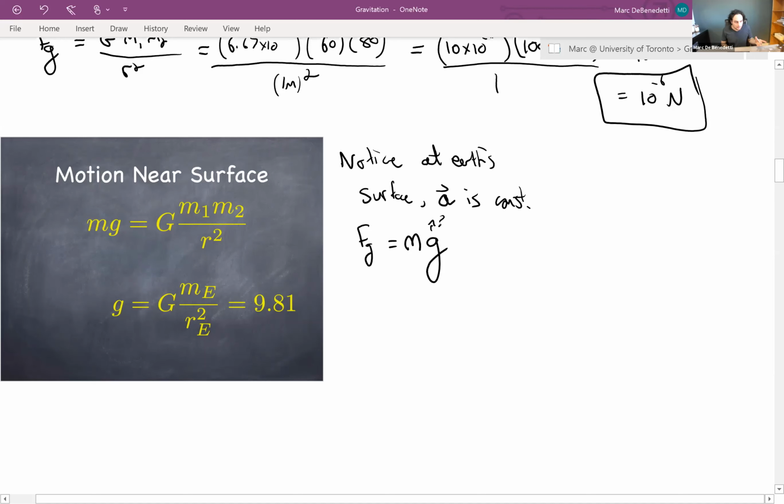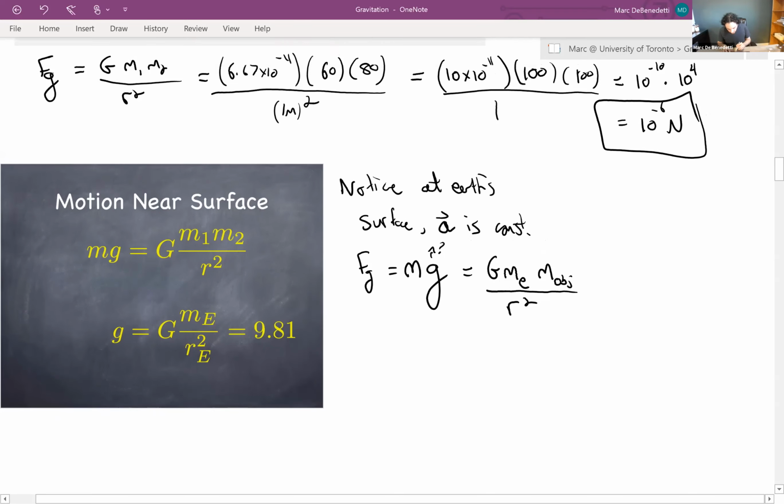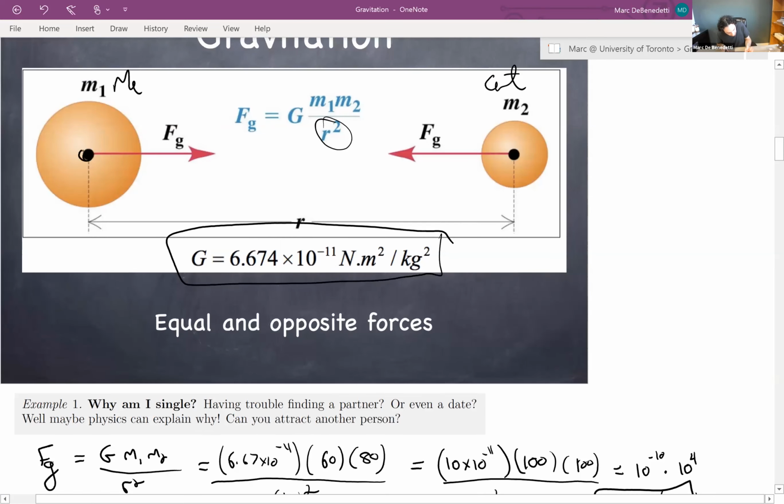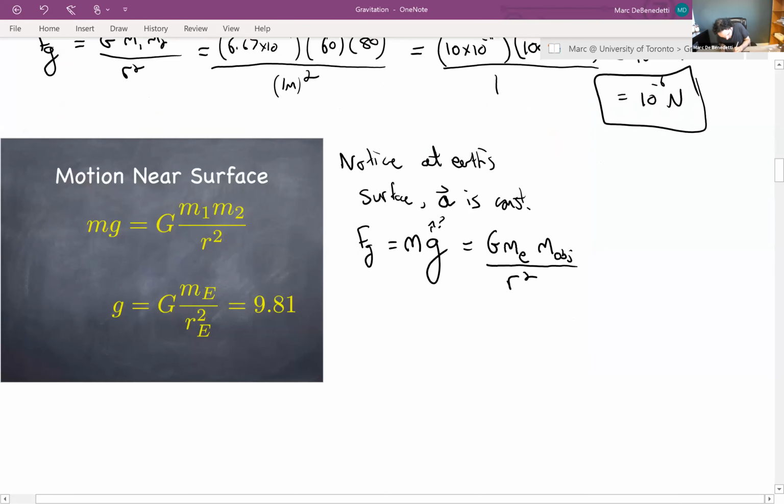Now, where does that value come from? I've been using 9.8, but where does that 9.8 come from? Well, if you equate this to Newton's law of gravity, G times the mass of the Earth times the mass of the object, divided by the distance between the two objects squared. Now notice the distance between the two objects is from the centers of the objects. So if I'm standing on the Earth's surface, the distance between me and the Earth is not 0. It's the distance between the center of the Earth and me. So this is going to be the radius of the Earth.